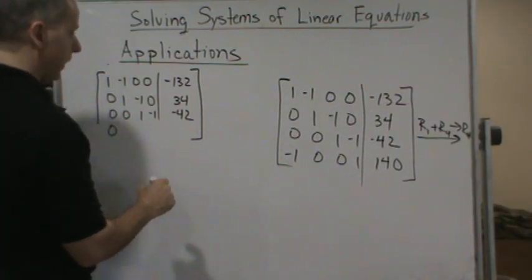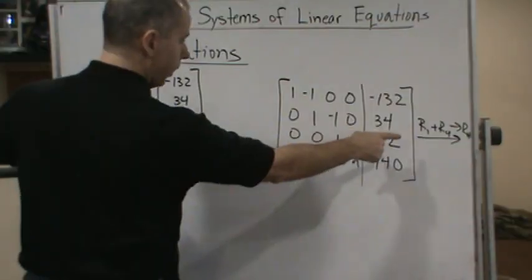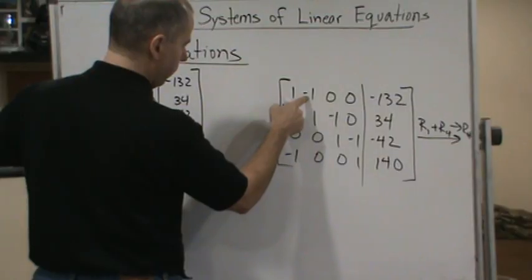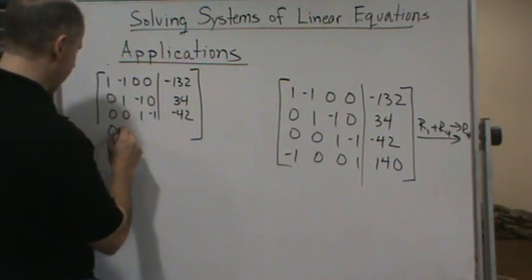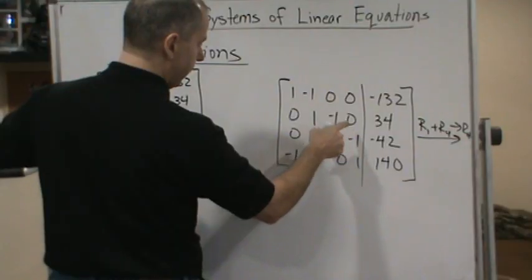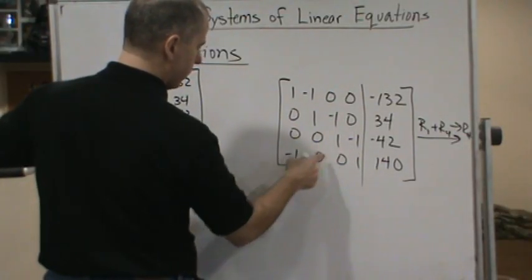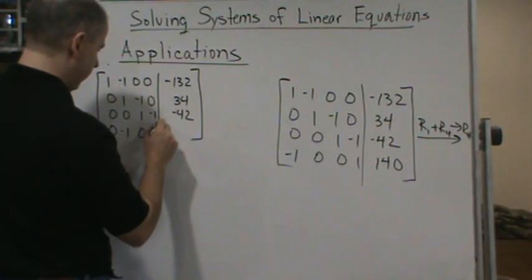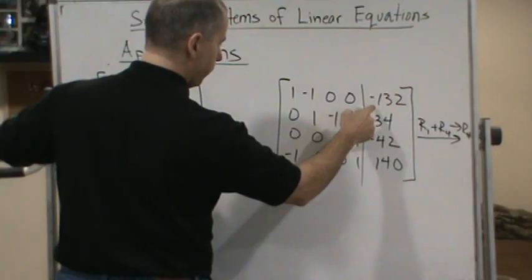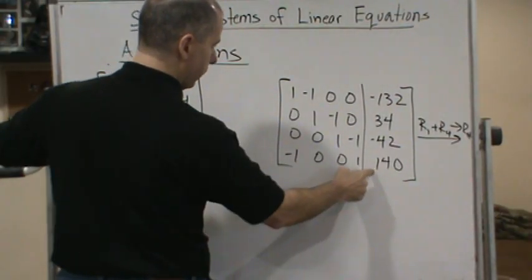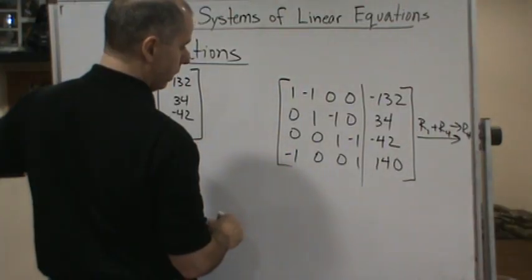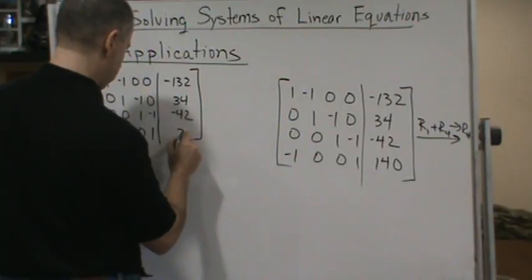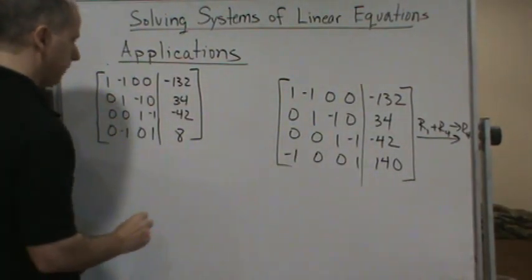right? And then what happens here? So this is going to be row 1 plus row 4, right? So row 1 plus row 4 is 0, and then -1 and 0 gives me -1, and then 0 and 0, that's just going to give me 0. And then 0 and 1 gives me 1. And then I get -132 and 140 is going to give me 8. Right?